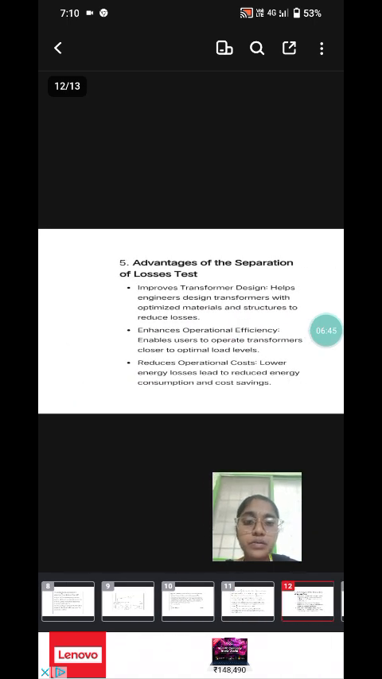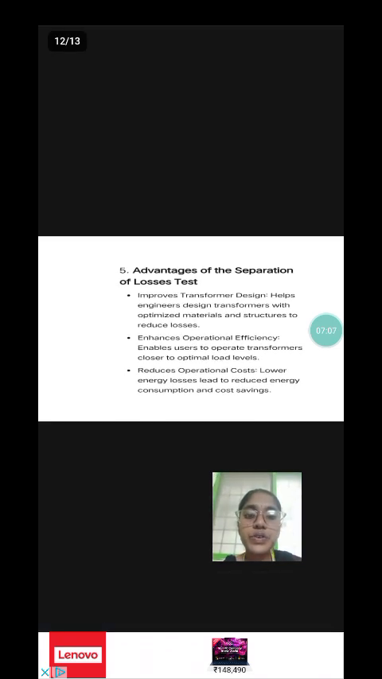Advantages of the separation of losses test. Improved transformer design: it helps engineers design the transformer with optimized material and structure to reduce the losses. Enhanced operational efficiency: it enables users to operate the transformer close to optimal load levels. Reduced operational cost: lower energy losses lead to reduced energy consumption and cost saving.